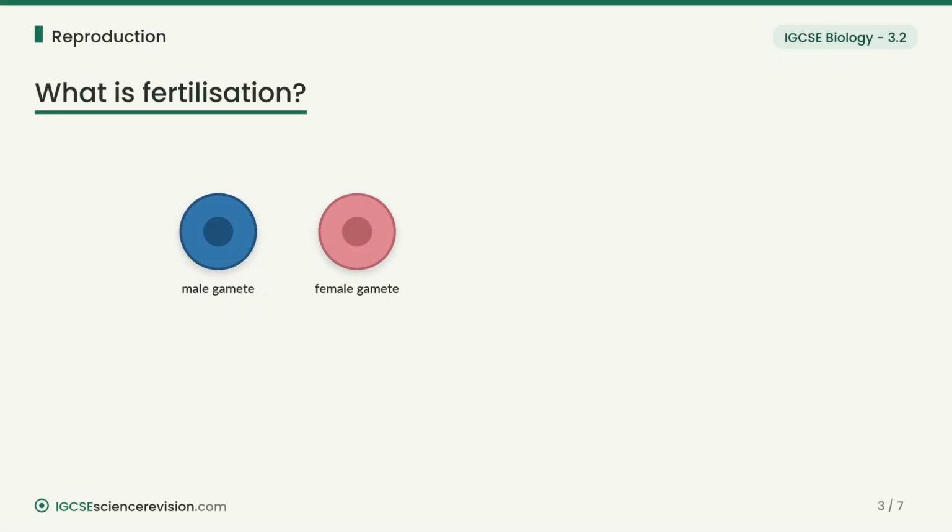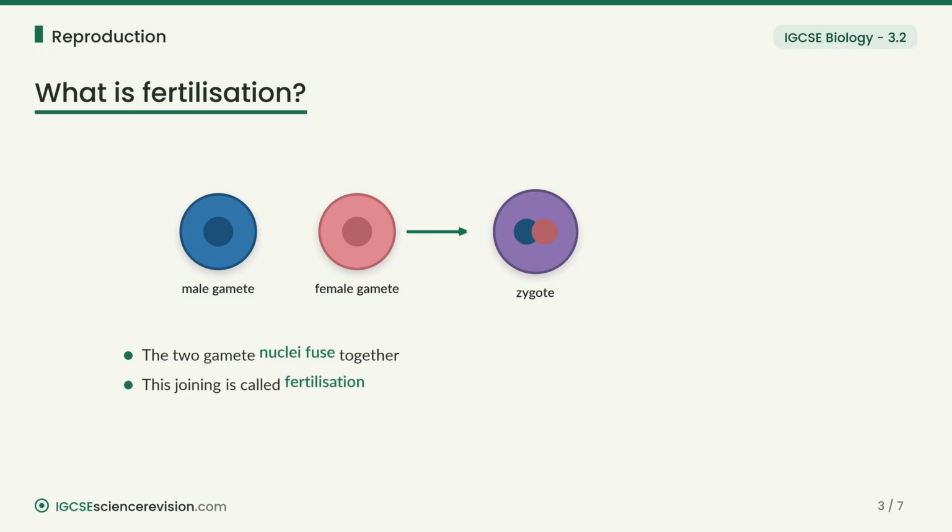Fertilisation begins when a male gamete reaches a female gamete. Their nuclei fuse to form one new cell. The joining of the male and female gamete nuclei is called fertilisation. This restores the full amount of genetic information. The cell produced by fertilisation is called a zygote.